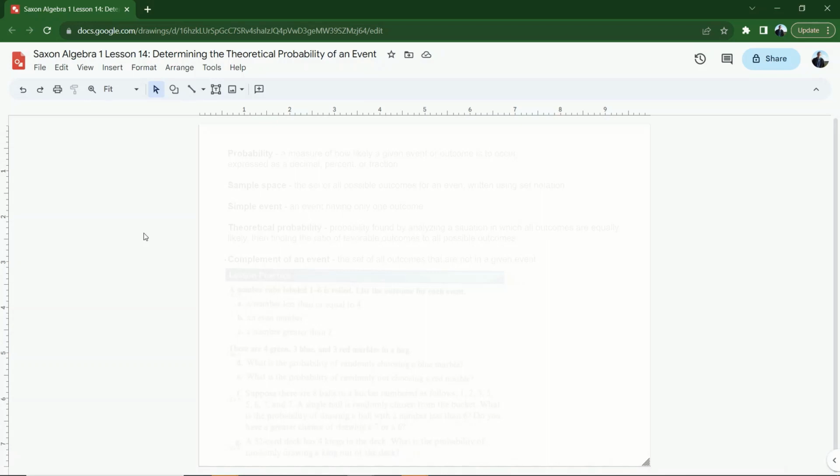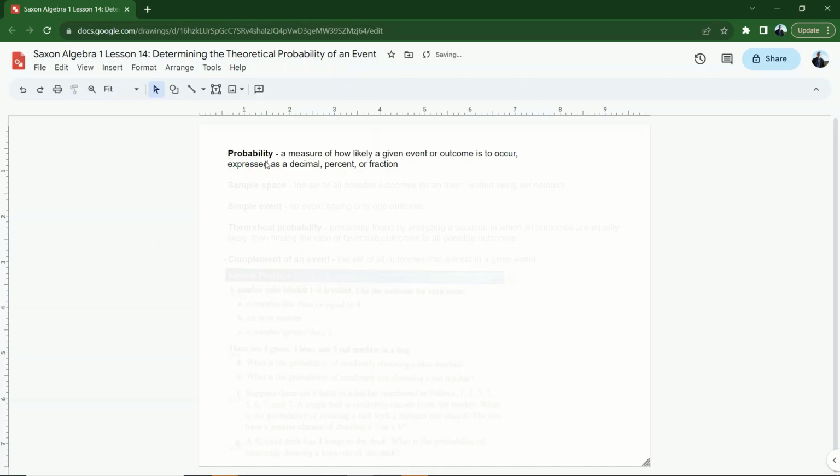Hey algebra students, in this lesson we are going to be learning about determining theoretical probability. Now you might remember in investigation 1 we already learned about probability. We started talking about what it was and calculating some basic probabilities. This lesson is basically just a review of that.